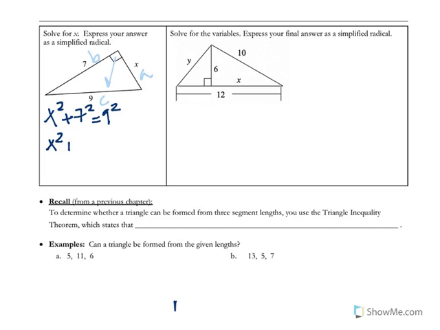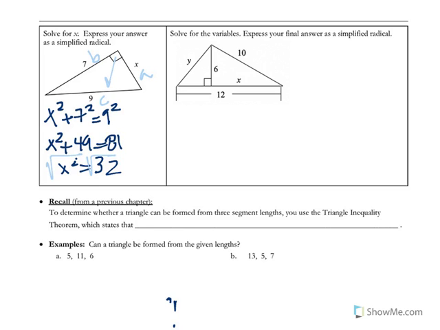Start solving. X squared plus 49 equals 81. I am so sorry for how messy this is. I promise I'm trying. Plus 49 equals 81. You got a minus 49 from both sides. X squared equals 32. We got to do radical of both sides.